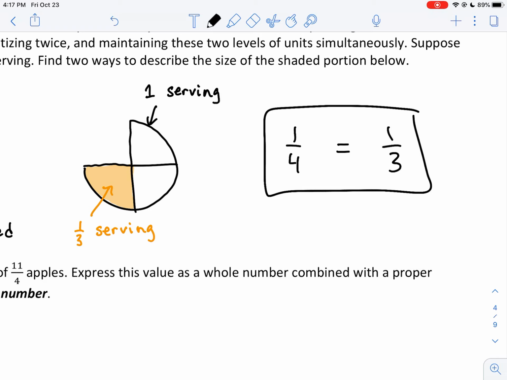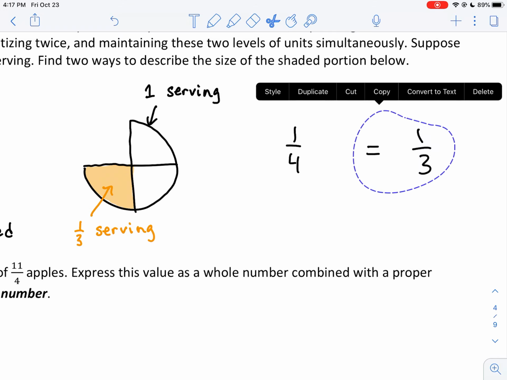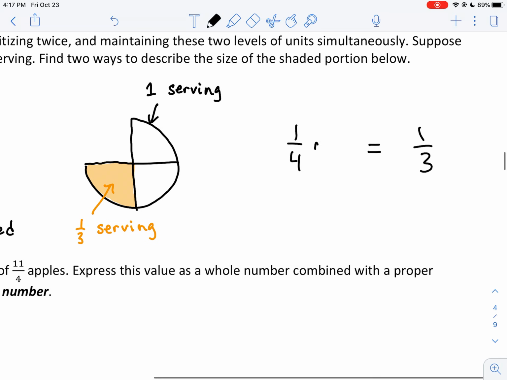Well, that's technically true. This is false, but under the assumption that the 1/4 and the 1/3 have the same unit, it can be a true statement to say. But you want to make it clear what the units are so that this is true, right? So you would say 1/4 orange equals 1/3 serving.